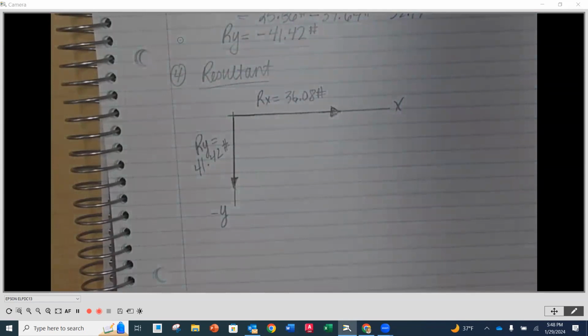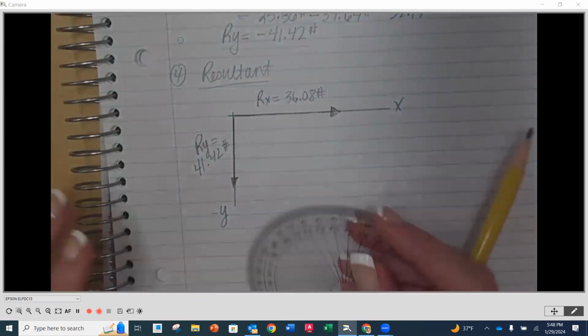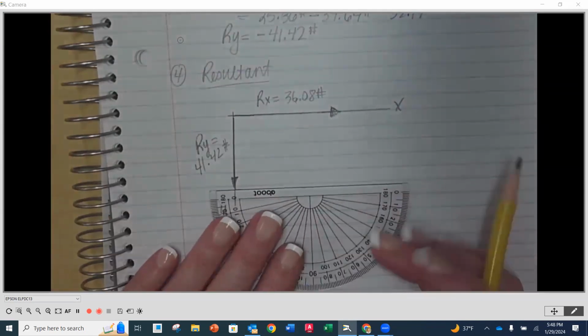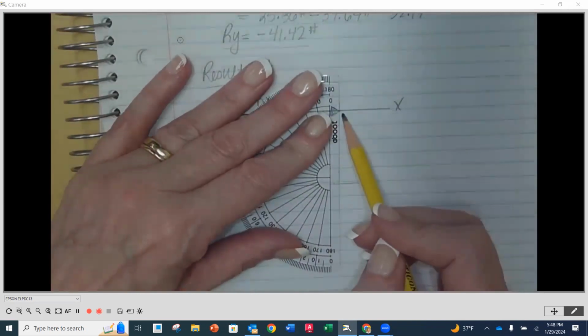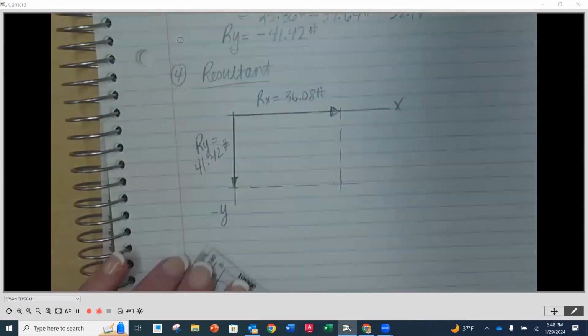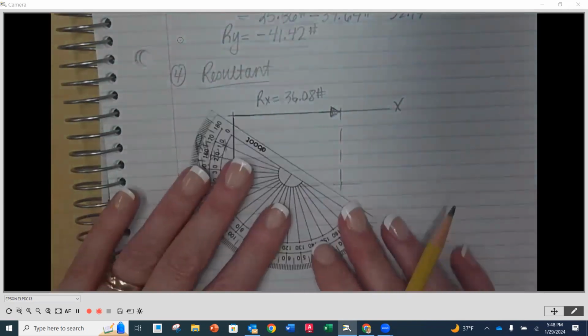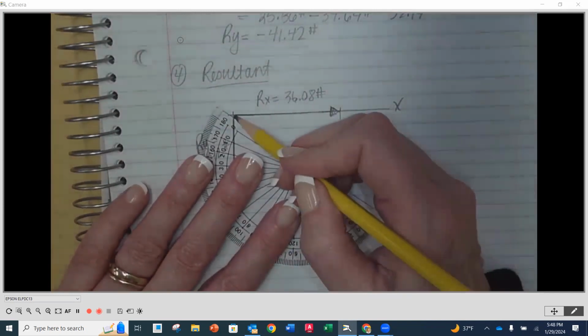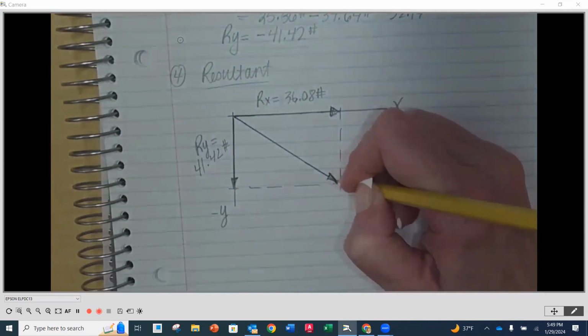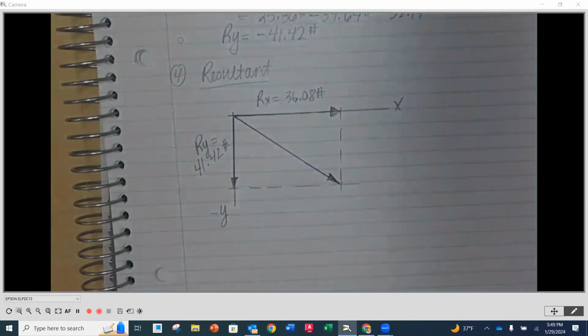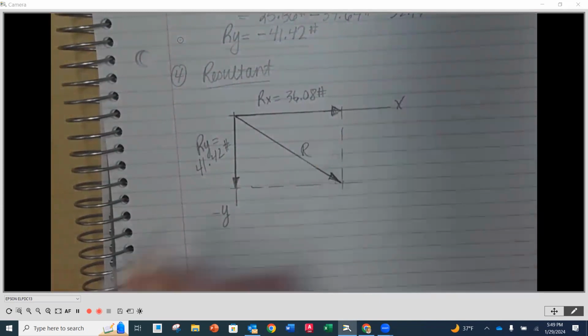Okay, so now that you can see I've got the components of my resultant. What I'm going to do is, through the endpoint of each one of these that I drew, draw construction lines, and where I find an intersection, the tail of my resultant is going to start back at my origin, and the tip is going to go to the intersection that I just created. So this is my resultant. Label it capital R.